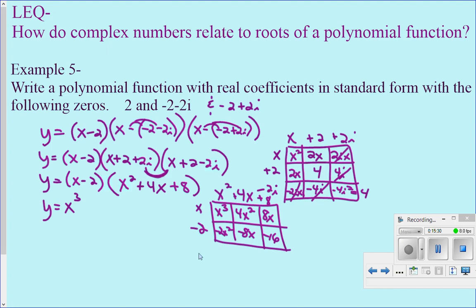So 4x squared plus negative 2x squared gives me a positive 2x squared. I have an 8x minus 8x. They cancel out. And I have minus 16 on the end. That is my equation in standard form. 3 roots, I have degree 3, and I don't have any complex or imaginary coefficients, so I know that it's correct.